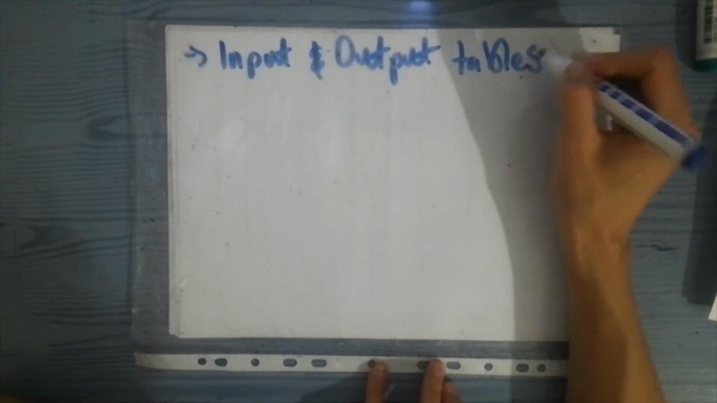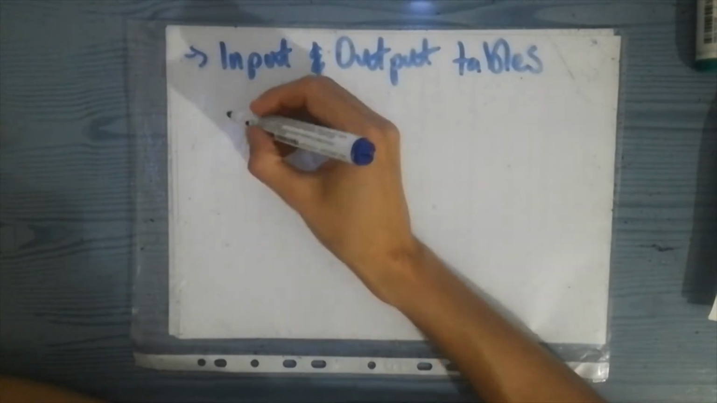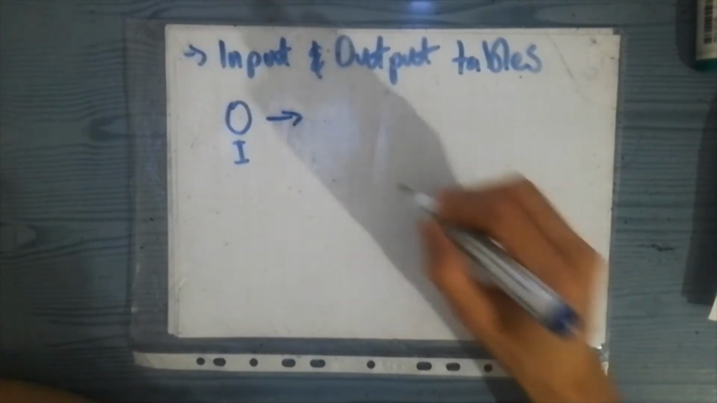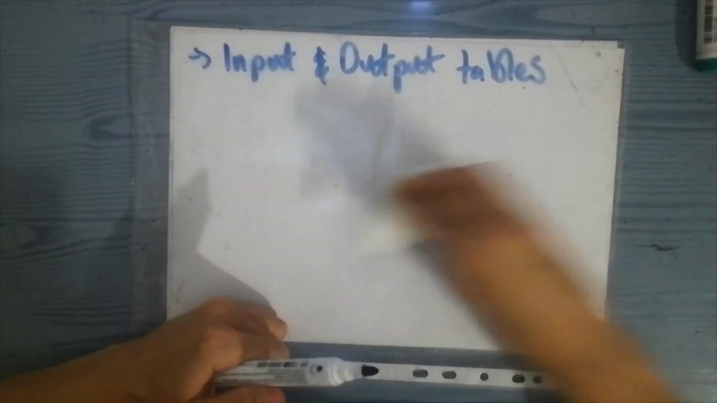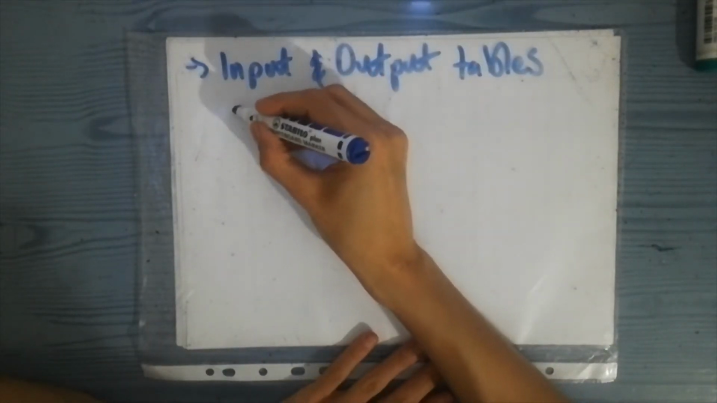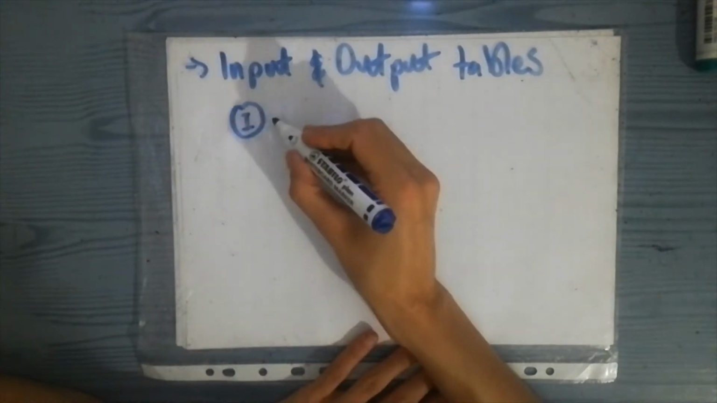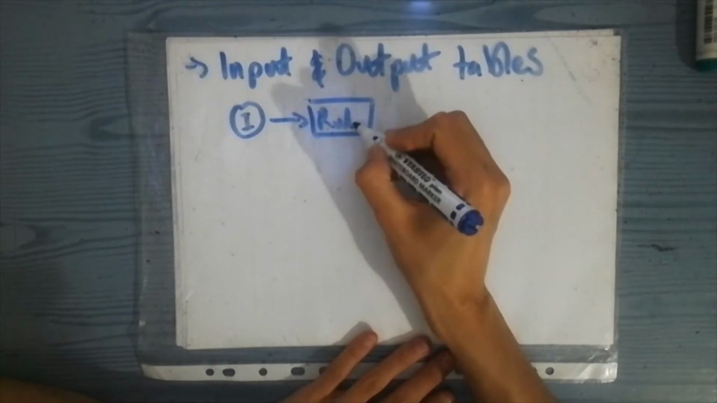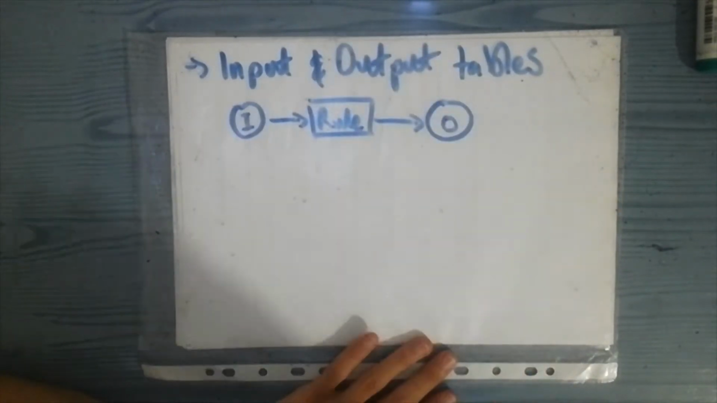Now, for input and output tables, if you remember, on Friday you were given the input. Then, I don't know why I did the circle, but I think I did the circle to represent a number. But let's write it like this. On Friday, we went over the number machine, which has an input. There is a rule. And there is an output.